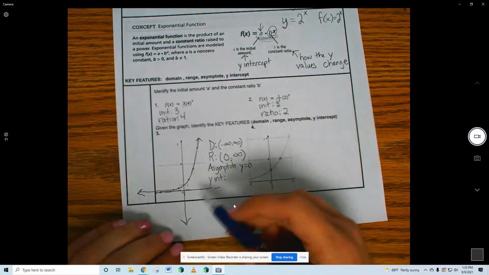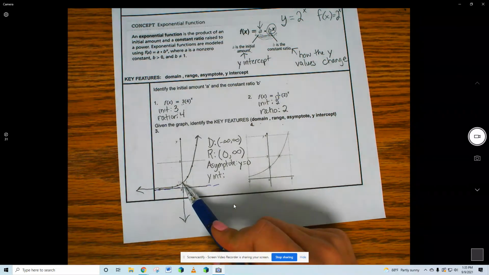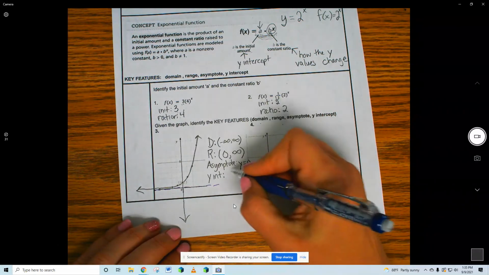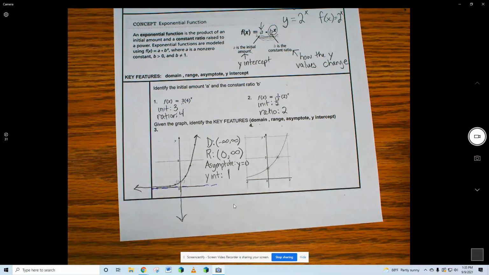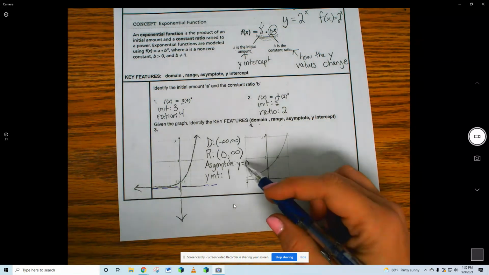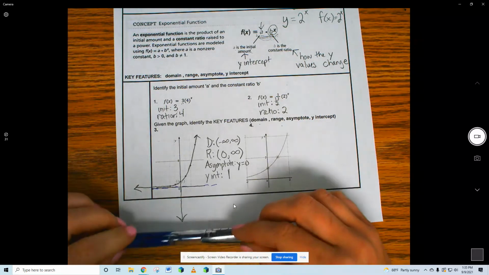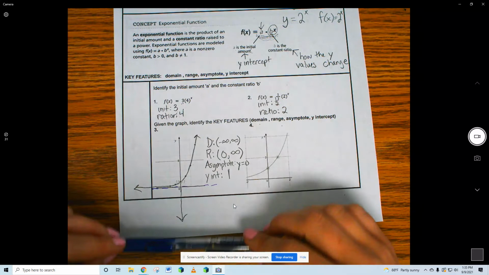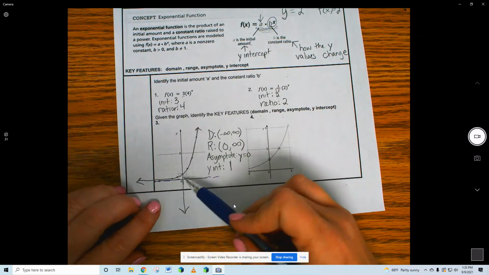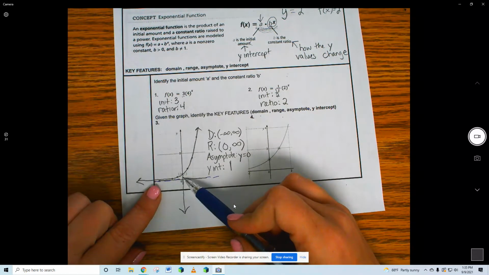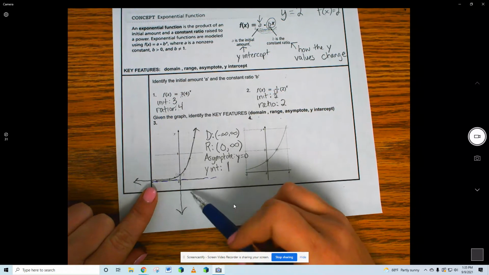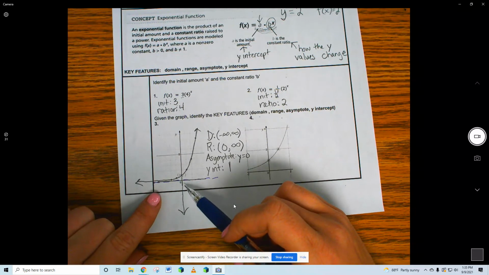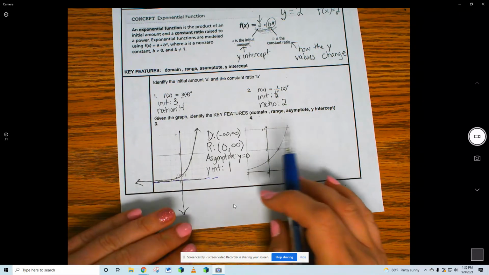What's my y-intercept? Where is this hit at my pencil? What's that? 1. Yes, sir. Because it's nothing in the negative, nothing, nothing, you know how you go from low to high? Nothing, nothing, nothing, nothing. Right above 0 is where I start seeing my line. It never crosses that purple line. It never crosses the asymptote.